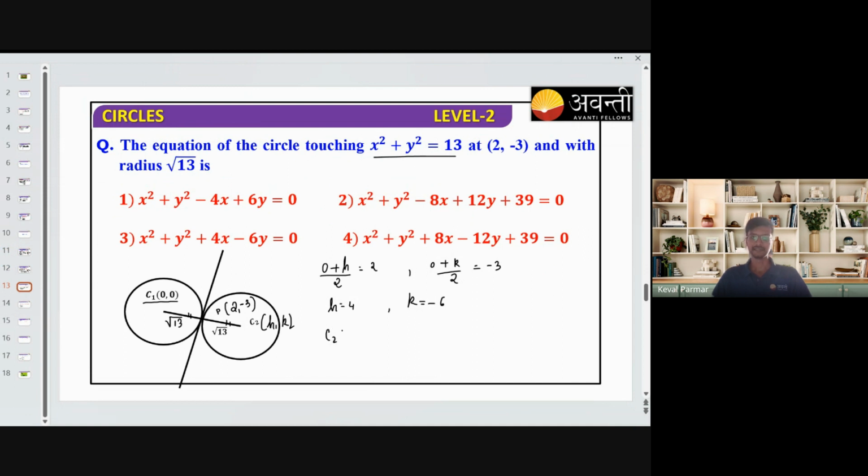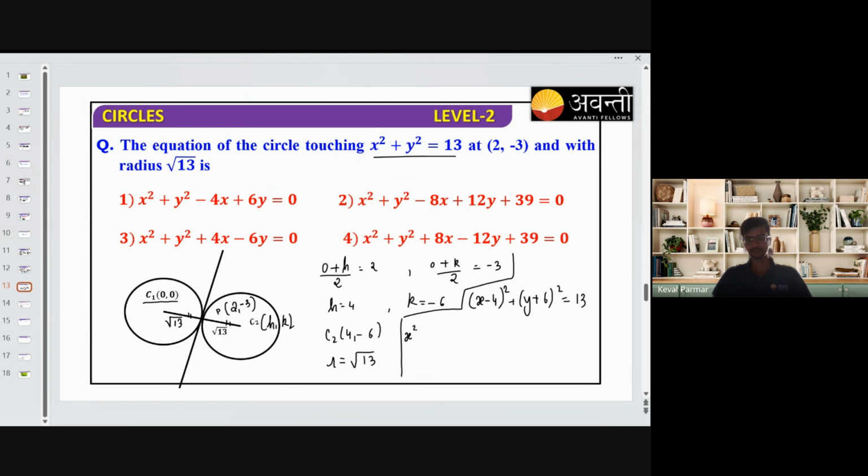That means center is (4, -6). Simple. And radius is root 13. So we can easily use the center radius form. Let us use it. So we'll get (x - 4)² + (y + 6)² = 13. So I'll directly write the answer.